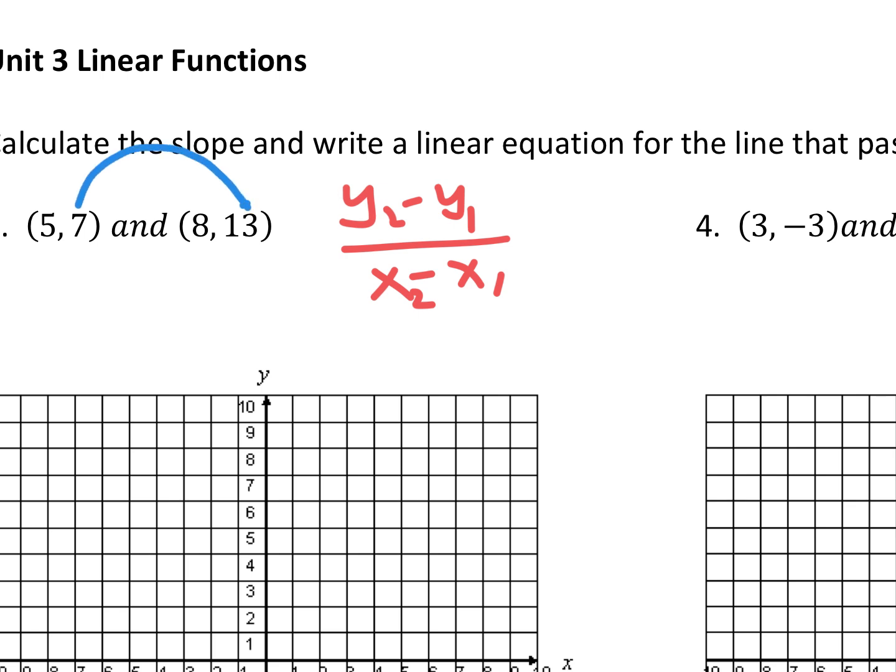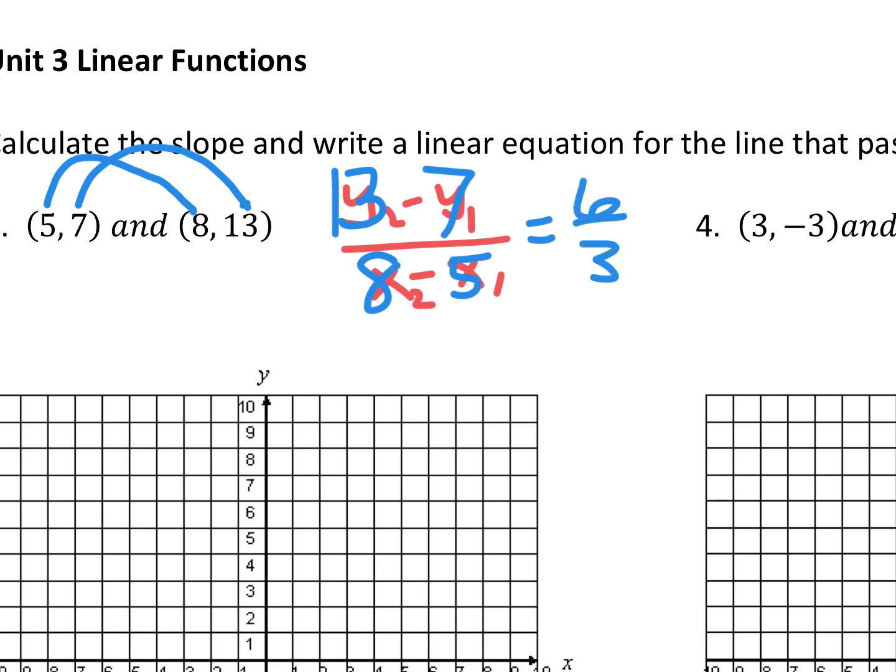13, and then the other number is also a y, is the 7. So you go 13 minus 7. And then you go back to this number and go 8 minus 5. 13 minus 7 is 6. 8 minus 5 is 3. 6 over 3 is 2. Final answer for the slope would be 2.